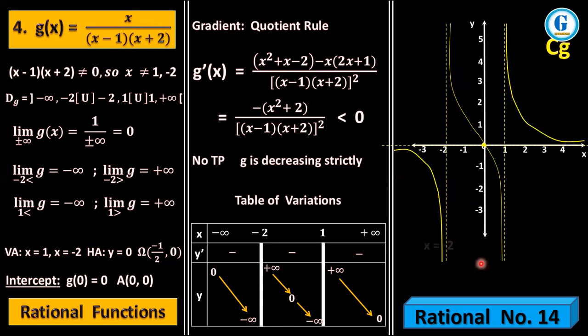All right, so this is what we have for this curve. In the next examples, we are going to be looking at how we can obtain the curve from the variation table, and how we can obtain the function from the curve.